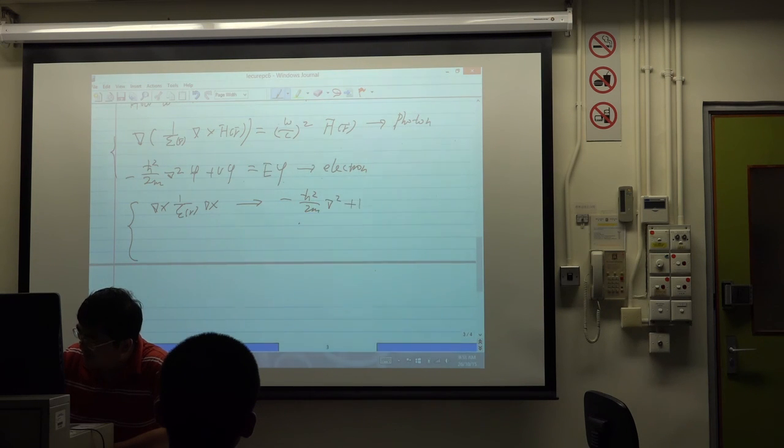This is for the Schrodinger equation. This epsilon here is analogous to the V. This omega is similar to E.